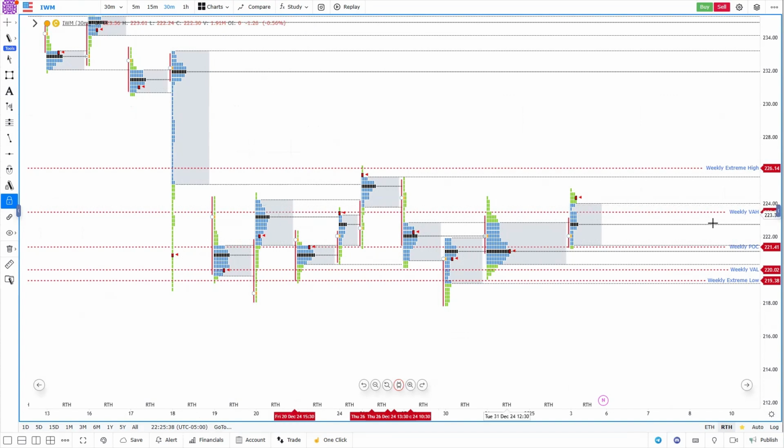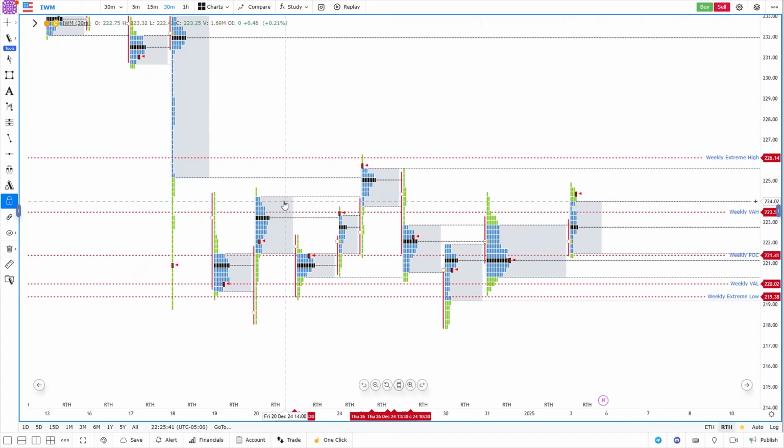I want you guys to focus, hopefully you guys can see this, focus on this TPO here, right? Here is a bluish grayish box between, say, 224.24 all the way down to 221.50. That is the value high and the value low of that entire day, December 20th. That is considered the 70% of all trading that happened that day. Is considered the value. So IWM's value was between 224.24 down to 221.50, the entire day's value.